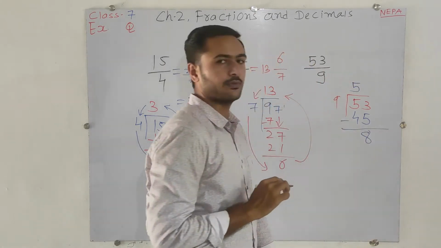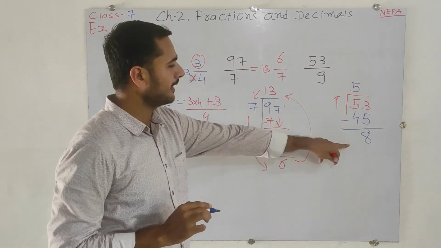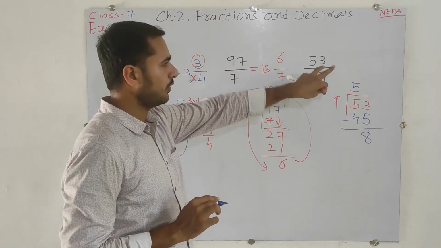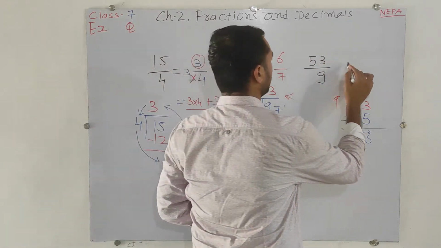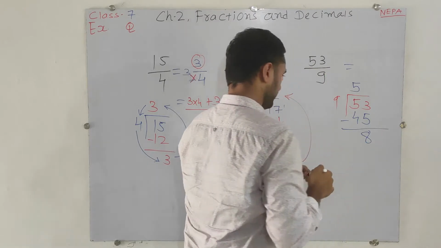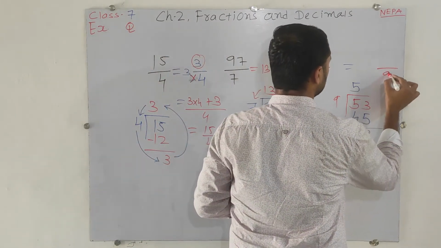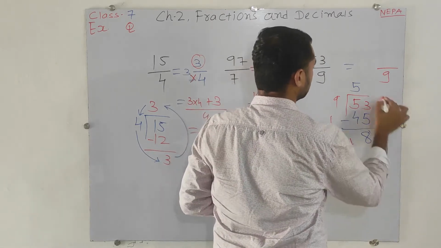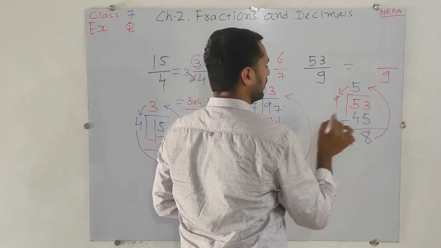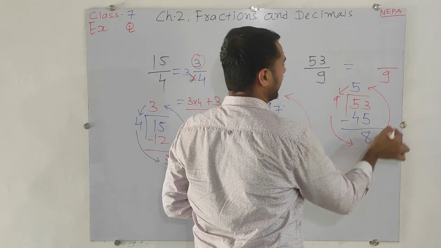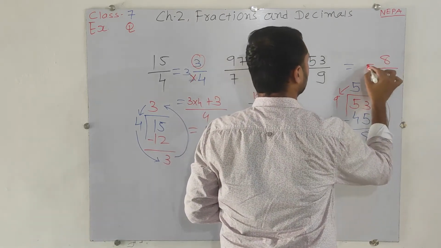That is 8. Fine. So here the remainder is 8. Okay, so let's just write in the form of the mixed fraction. The denominator cannot be changed, so it will be as it is, 9 as it is. Now just rotate in this form. Okay, so 9 will go here, then 8 upside and 5 here.